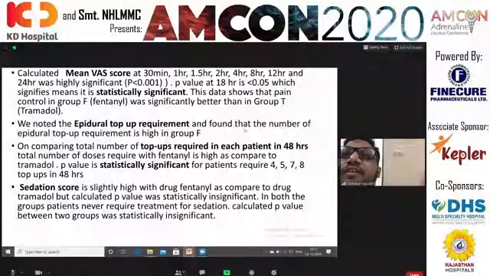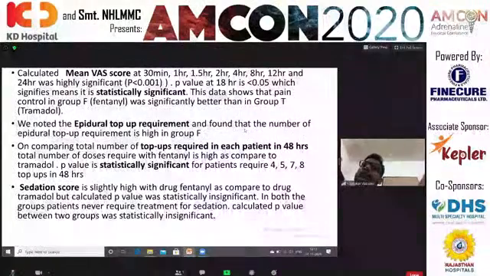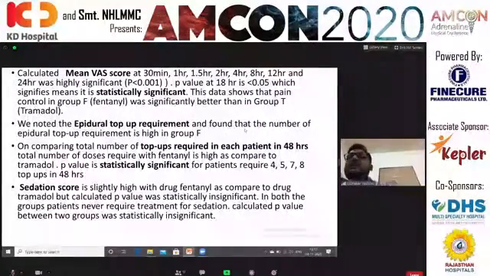VAS score calculated was lower in group fentanyl. It was statistically significant throughout the study, and we noted that the top-up requirement of group fentanyl was higher with respect to group tramadol because of its shorter duration of action. And sedation score was slightly higher in group fentanyl, but it was comparable. P-value was insignificant. None of the patients required any medical treatment. Next.